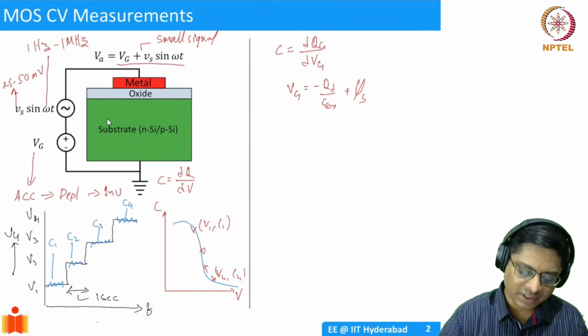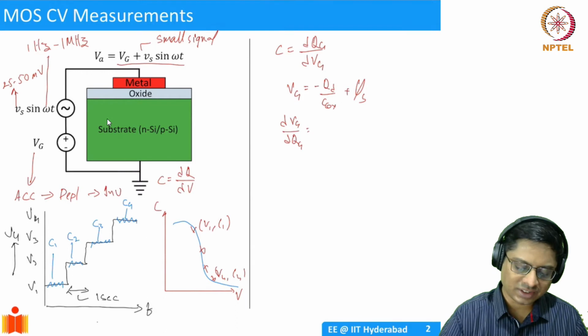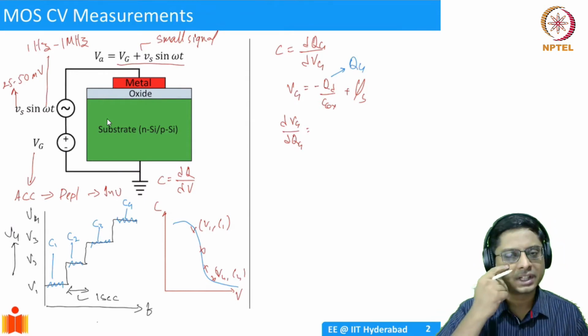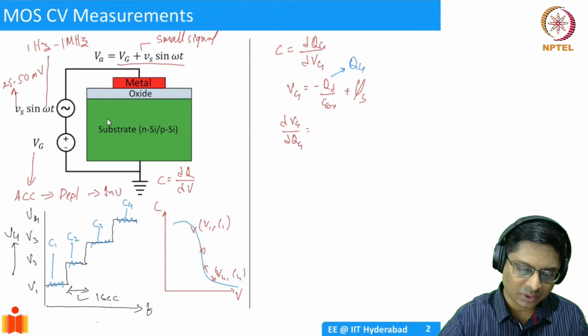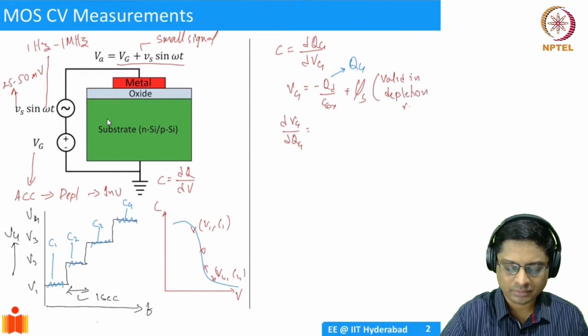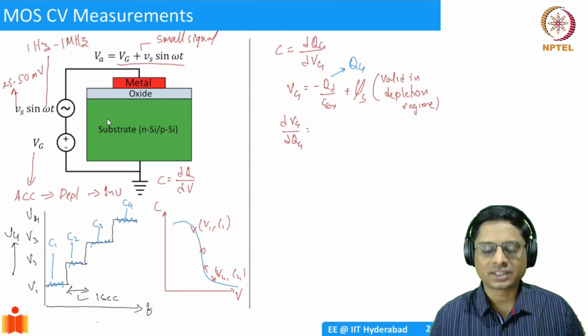So if I take a derivative here, dVg by dQg. Qd is actually minus, this is going to be Qg. The depletion charge is simply the inverse of the gate charge, right? This is valid only in the depletion regime, by the way. It is not valid in accumulation and inversion, because there we saw that more or less the surface potential remains constant. It's a slightly different thing.